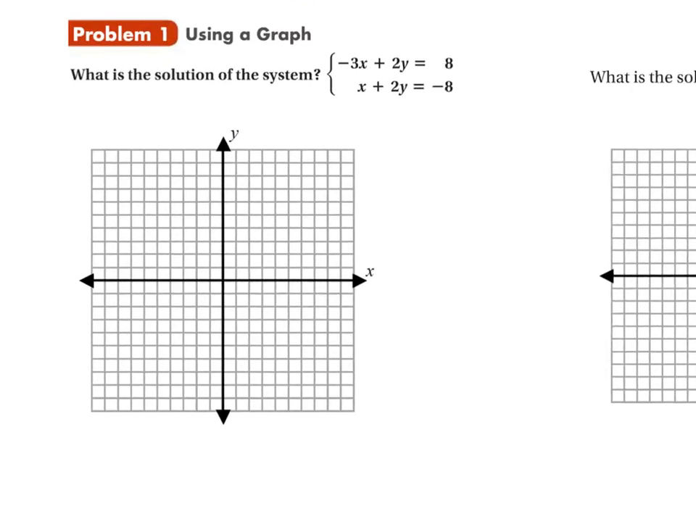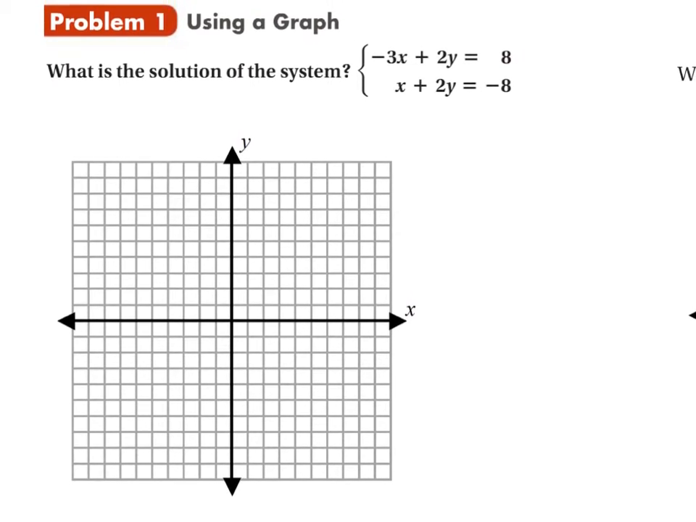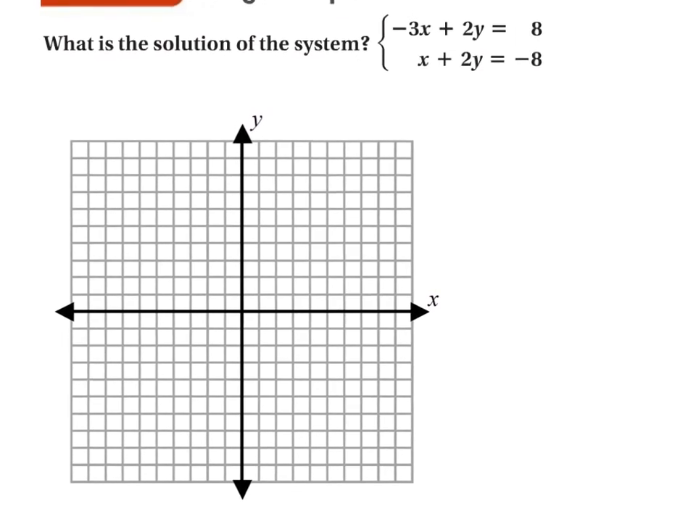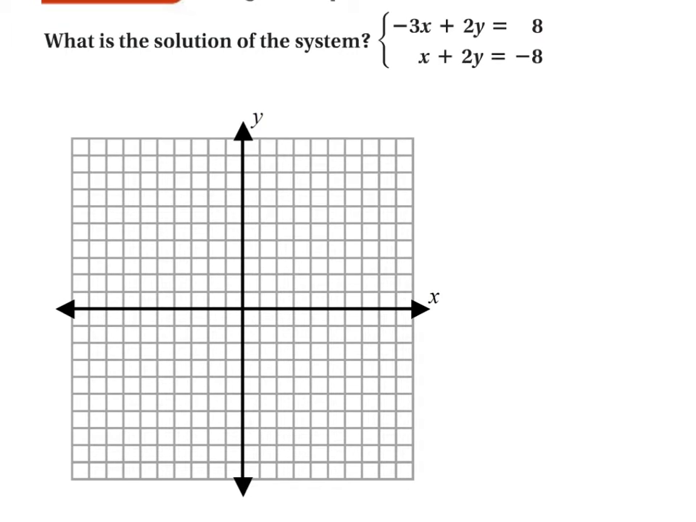What we want to do is graph each equation separately. Okay? So there's our system. And by the way, that little bracket up there just shows you that the system is together. We're trying to solve this together, not individually.